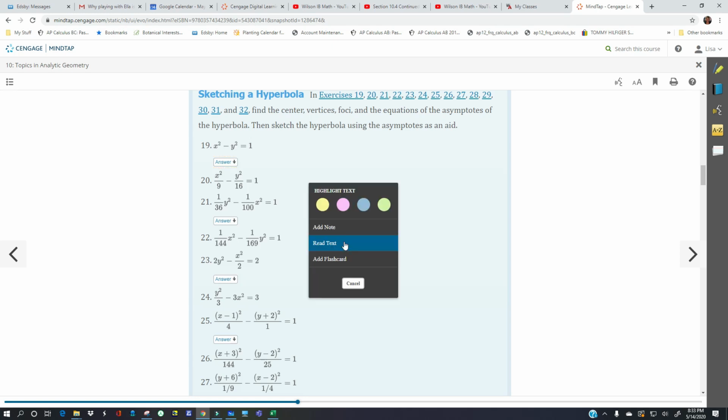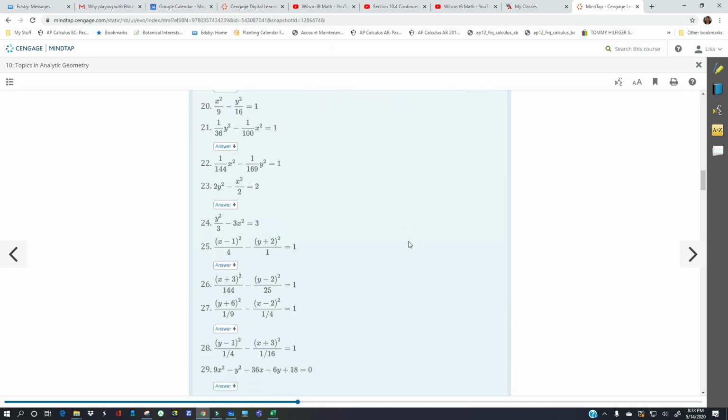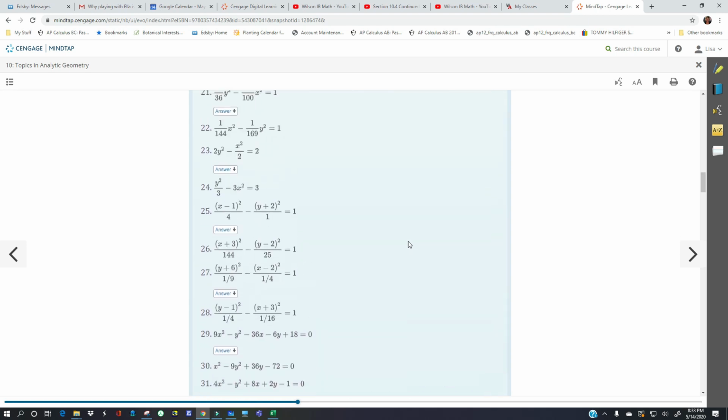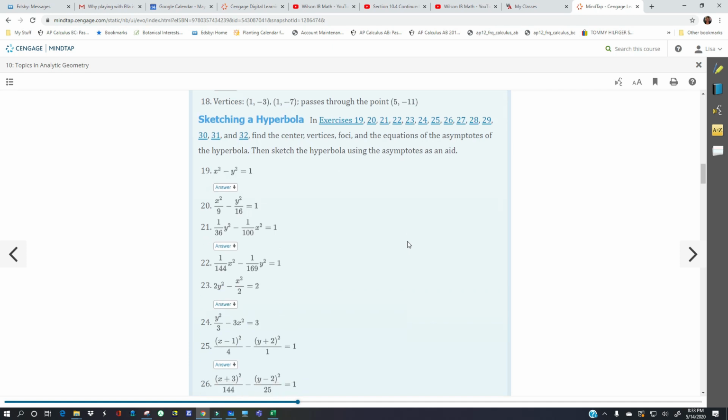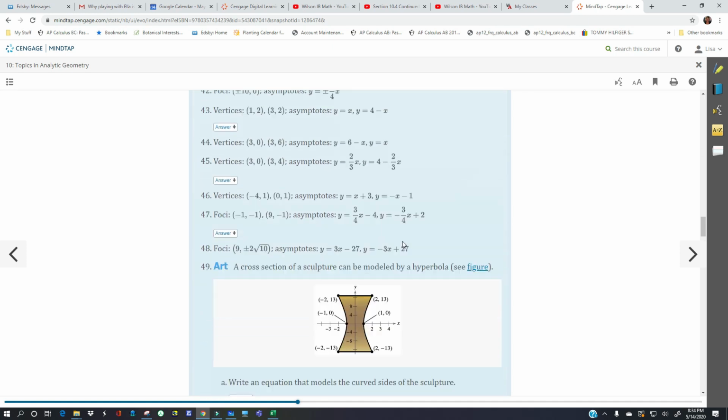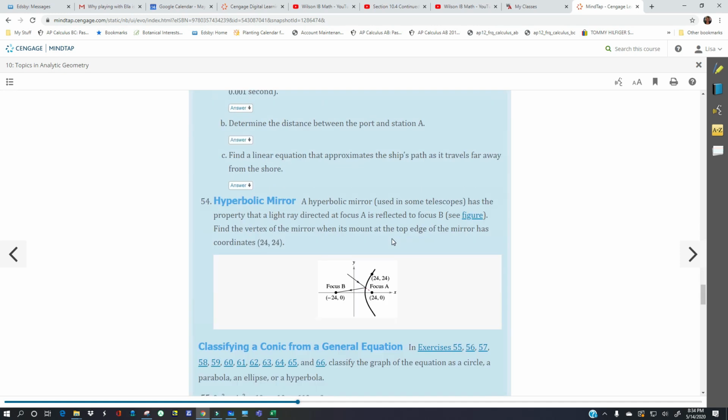But I don't want to add a note. Yeah, this is pretty much curve sketching here. Let me go back down to here for a second.